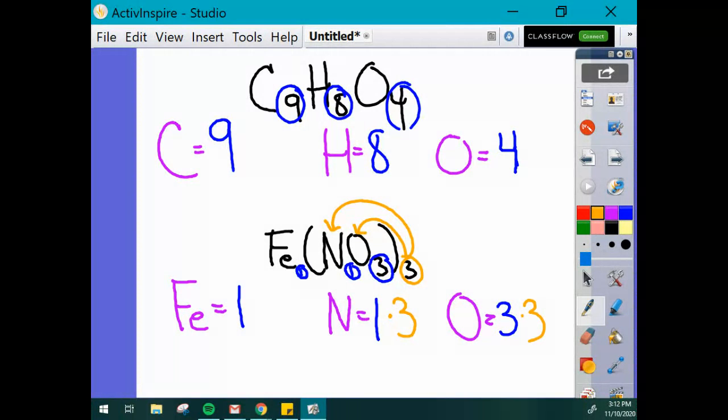Now when I'm getting my totals, for Fe, we didn't change anything here. There's only 1 atom of iron in this molecule. With nitrogen, I had to multiply 1 times 3, so that gives us a total of 3. I've got 3 atoms of nitrogen in this molecule. For oxygen, 3 times 3 gives me 9. I've got 9 atoms of oxygen in this molecule.